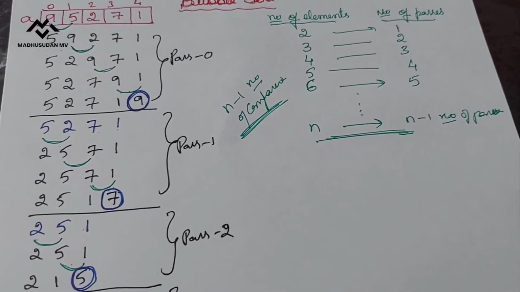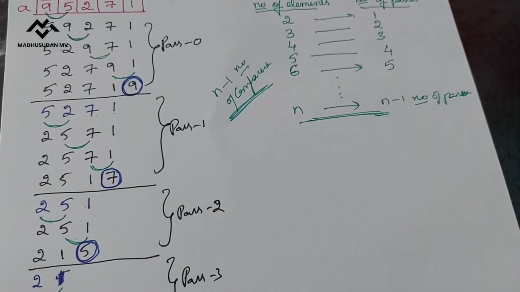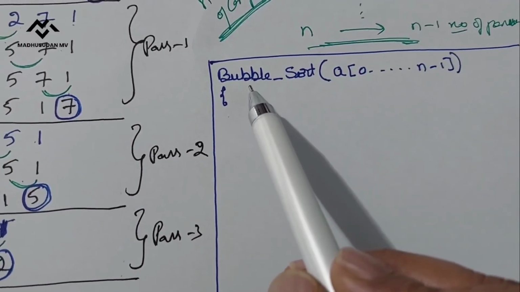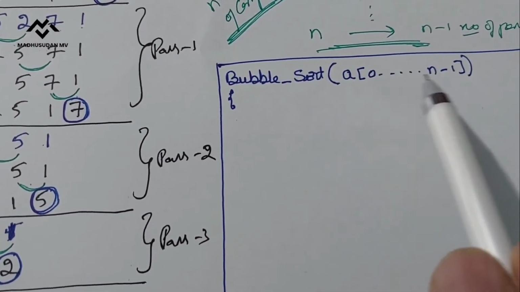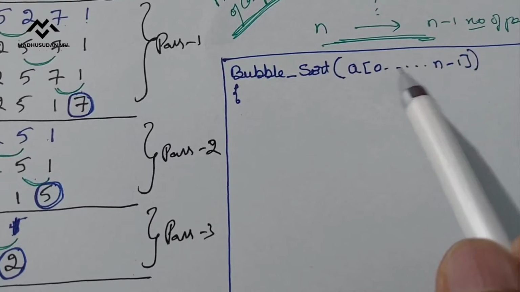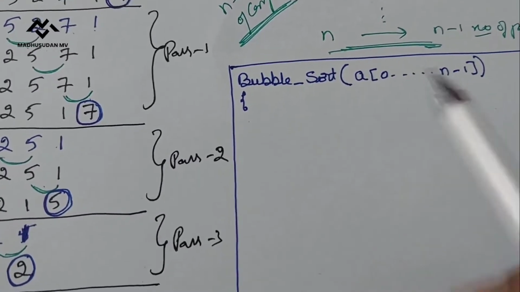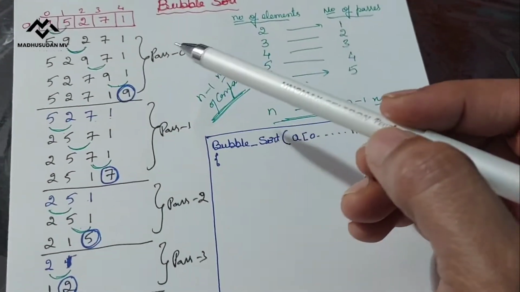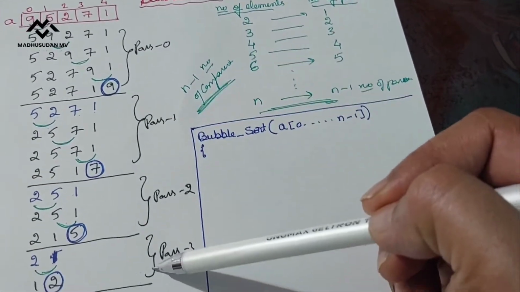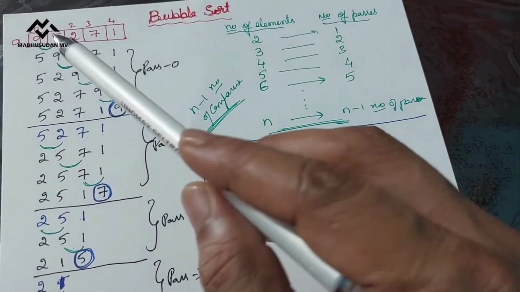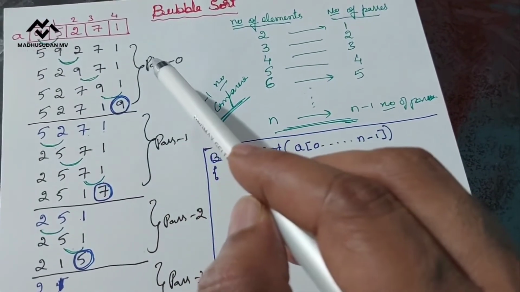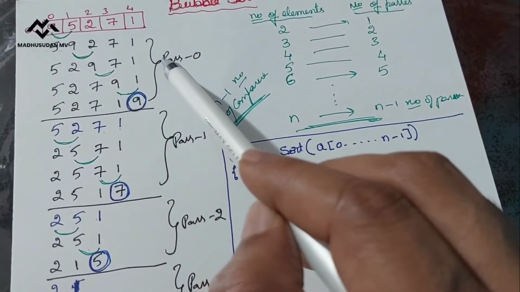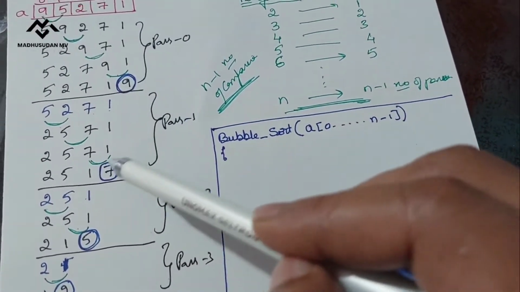Now hope you people understood. With this information, now we'll write the algorithm. Here I have given the name of the algorithm as bubble_sort, and the parameter to be passed is the array to be sorted, A of 0 to n minus 1. Now if you observe here, we repeated the number of passes and the number of comparisons. In each pass we did some number of comparisons.